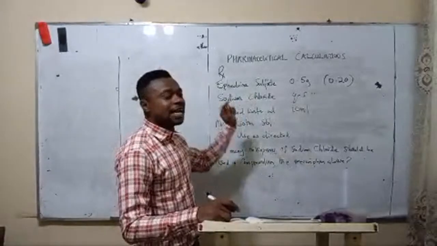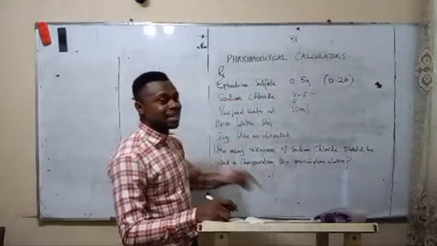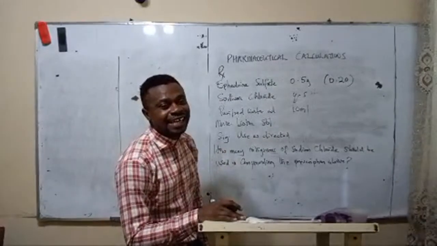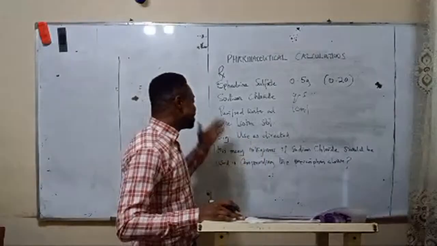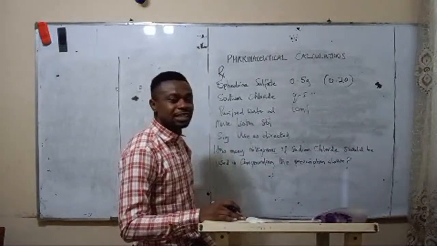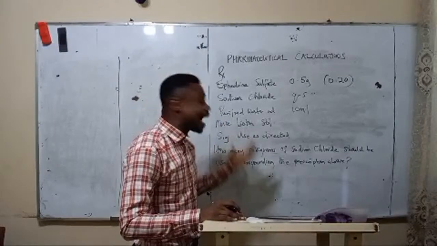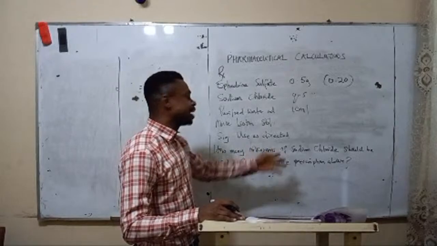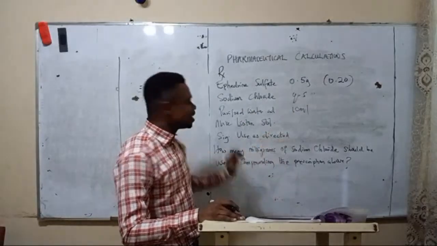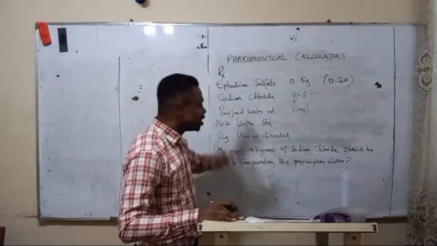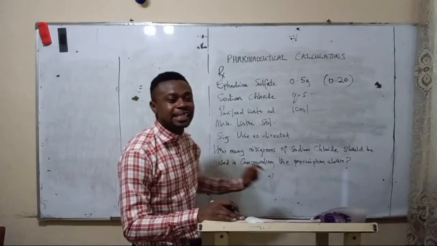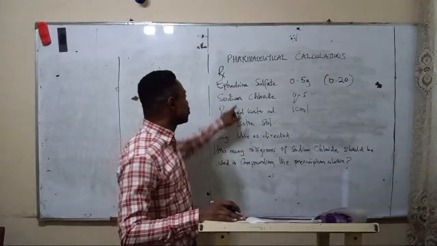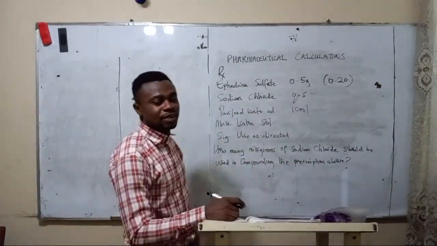But if it is above 0.09 gram, that means this solution is already hypertonic. You don't need to add another thing again. So the answer is simply that the solution is hypertonic. You cannot add extra sodium chloride. If you like, you can go further to talk about it, but that is not necessary. You cannot make it isotonic by adding sodium chloride again. So sodium chloride is not necessary. Simple. You've answered the question.